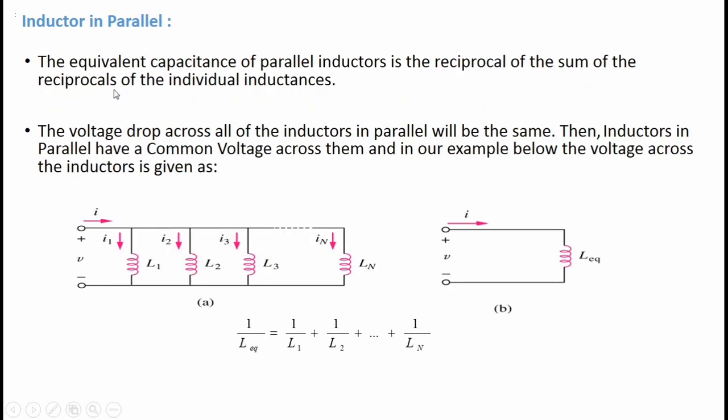Then inductors in parallel. The equivalent inductance of parallel inductors is the reciprocal of the sum of the reciprocals of the individual inductances. Here in the figure, the inductors are connected to each other in parallel. Here is L1, and the current flowing through L1 is I1. Here is L2, current flowing through L2 is I2. Here is L3, and current flowing through this is I3, and so on. Here is the equivalent inductance, given by the formula 1 divided by L is equal to 1 by L1 plus 1 by L2 plus 1 by Ln.